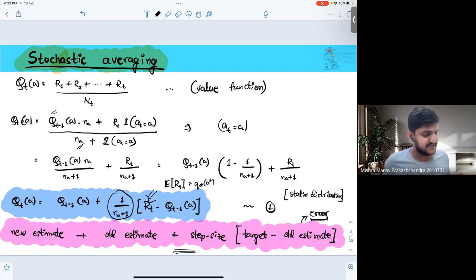Now, if you notice, in a static distribution, my step size is dependent on the number of steps that I've taken. So as the number of steps increases, as my NA goes to 1,000, 10,000, 1,000,000, or some other number like that, the value of each update of the error term keeps on decreasing with the incremental updates that we keep on doing.